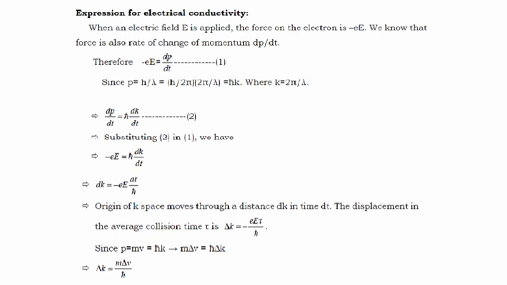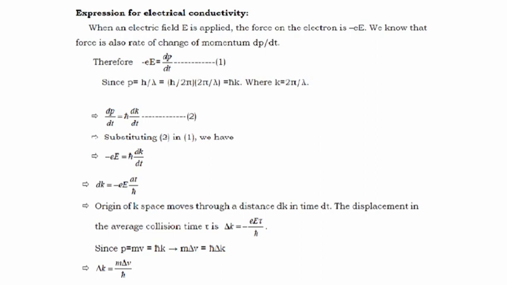So the origin of k space, that means reciprocal space, moves through a distance dk in time dt, and the displacement in average collision time is tau, the mean relaxation time. So delta k is equal to -eEτ by ħ. And all of you know that the momentum p is equal to mv. So m delta v is equal to ħ delta k. So another expression of delta k is equal to m delta v by ħ.